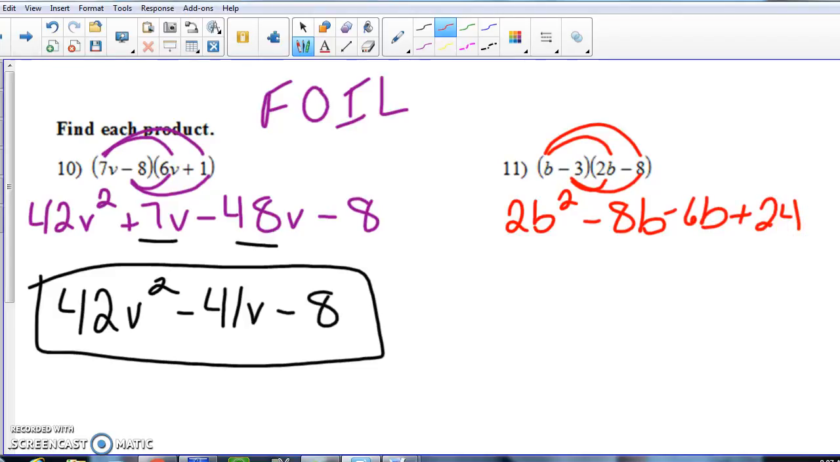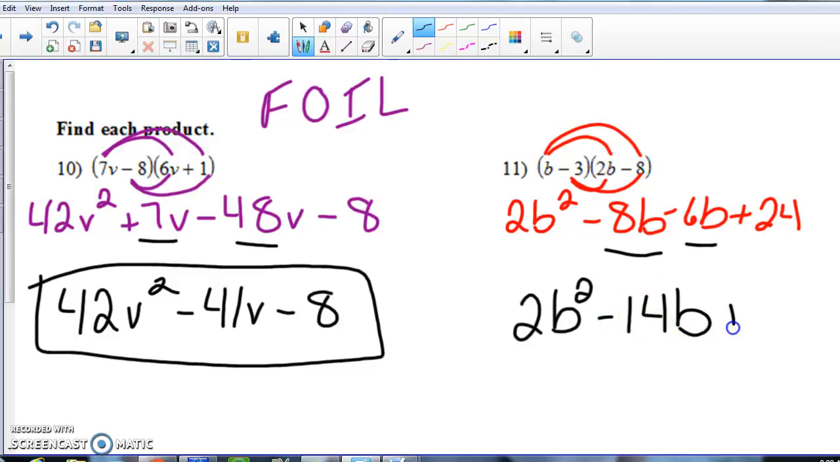Here again, I look for like terms, and once again, I actually do have them. They are, again, in the middle. Don't have to be, but they are, again. Nothing to combine the b squared with, so I bring down the 2b squared. Negative 8b and negative 6b give me a negative 14b, and then a plus 24.